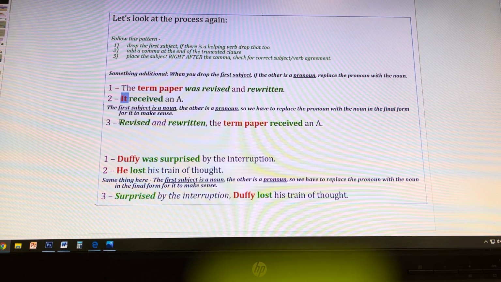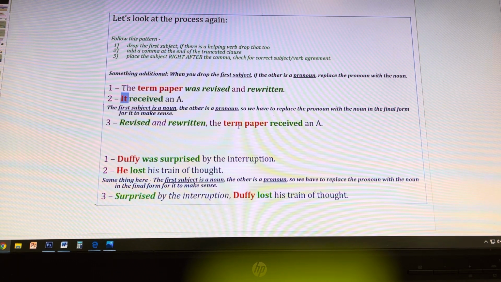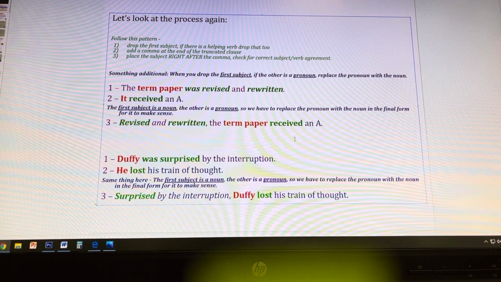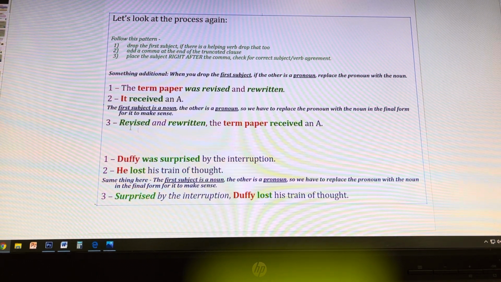Now, could we flip it and say, received an A, comma, the term paper was revised and rewritten? No. Sometimes you can, sometimes you cannot. In this case, we have to have revised and rewritten before it can get the A, which is the case with all term papers. So the student had to revise and rewrite, then the student received an A. Apparently all of these things were in the past, but these two things had to occur before this one did.